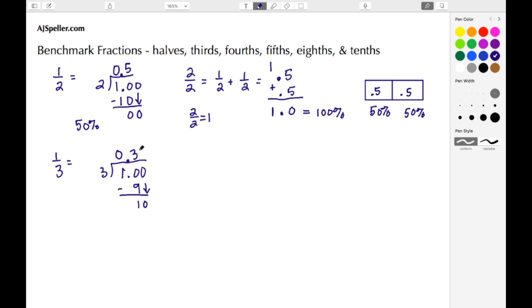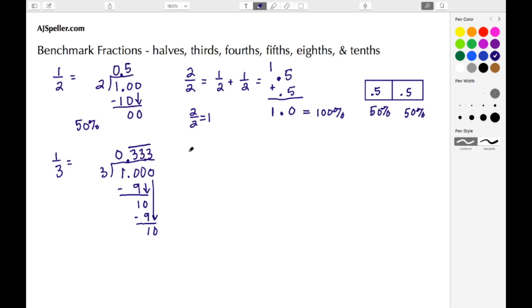So 3 goes into 10 3 times. 3 times 3 gives me 9. And you see that it's starting to repeat. 10 minus 9 gives me 1. If I add a 0, bring it down, we see I'm back at 10, so it'd be the same thing. So what we're going to do here is place a bar over these numbers because those numbers are the repeating numbers.